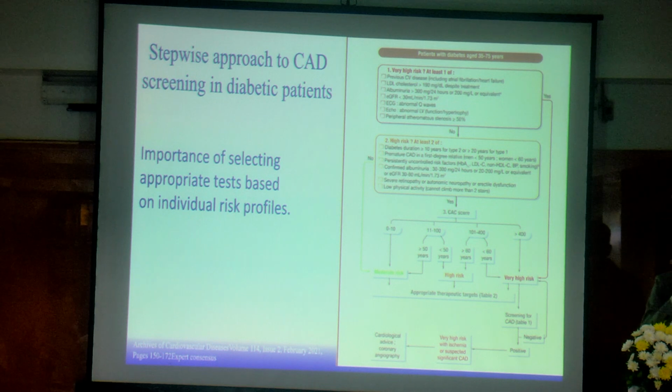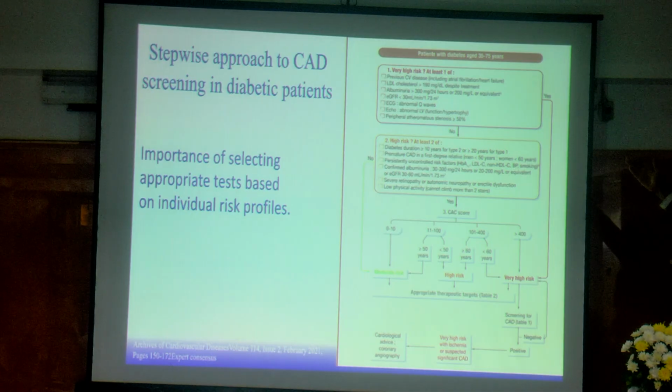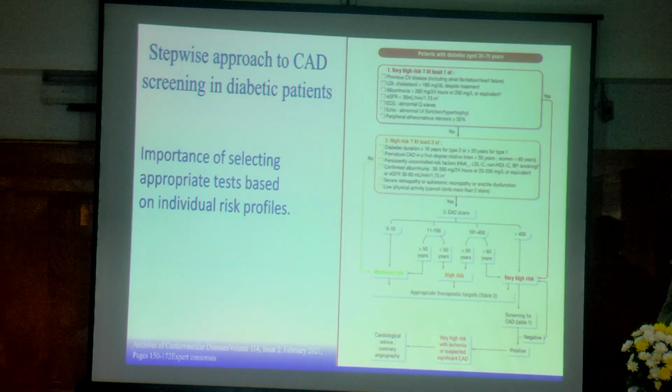So it's very important to select appropriate tests because it should be cost effective based on the individual risk profile, because we know that we can't do all the tests for all the patients, all diabetics. So identify how many risk factors are there. If the patient is a diabetic aged 35 to 75 years, then look at the risk factors. The first table is very high risk. At least even one of the risk factors is there.